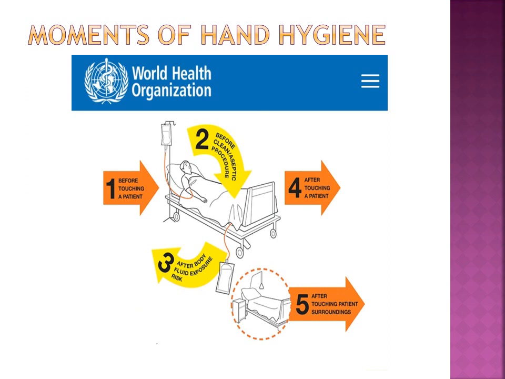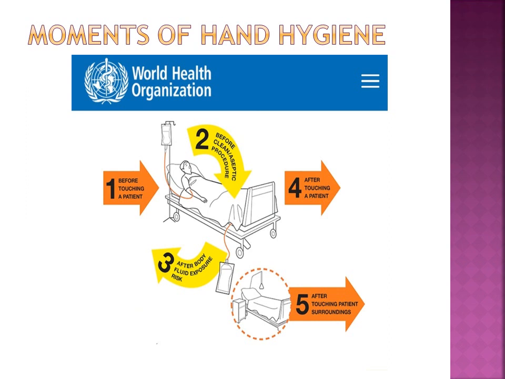Then in third, after body fluid exposure risk. If you are touching any urine bag or blood sample of the patient, then we have to do hand rub or hand wash. And then fourth, after touching patient. After taking pulse, blood pressure or palpation, we have to do hand hygiene to protect ourselves. And then 5 is after touching patient surroundings, like we are touching the patient's bed rails or trolley or IV stand. If we are touching anything surrounding the patient, then we have to do hand hygiene.